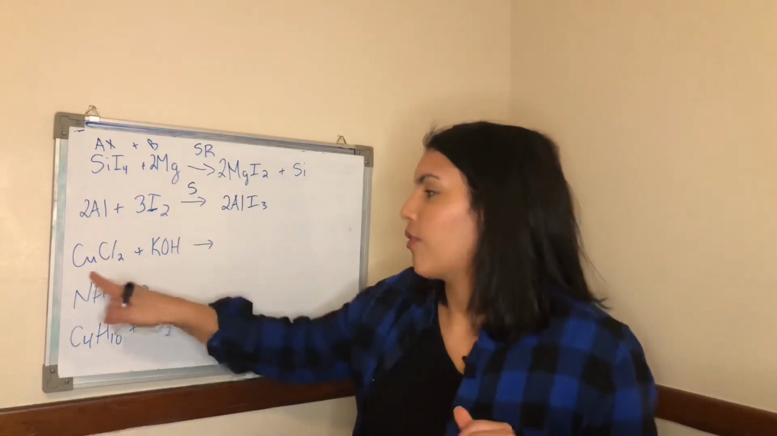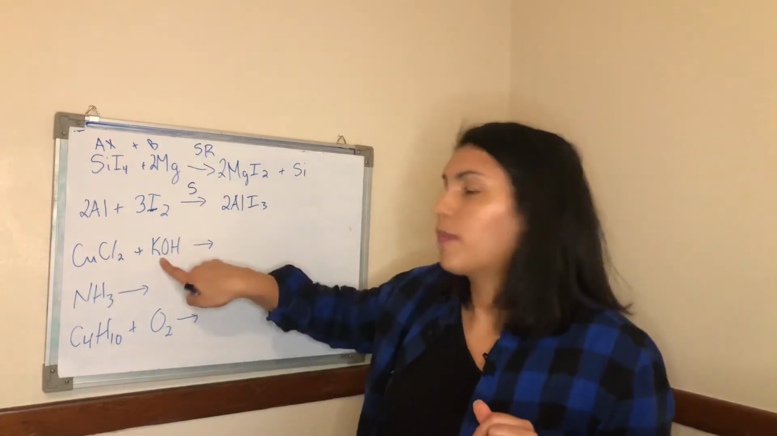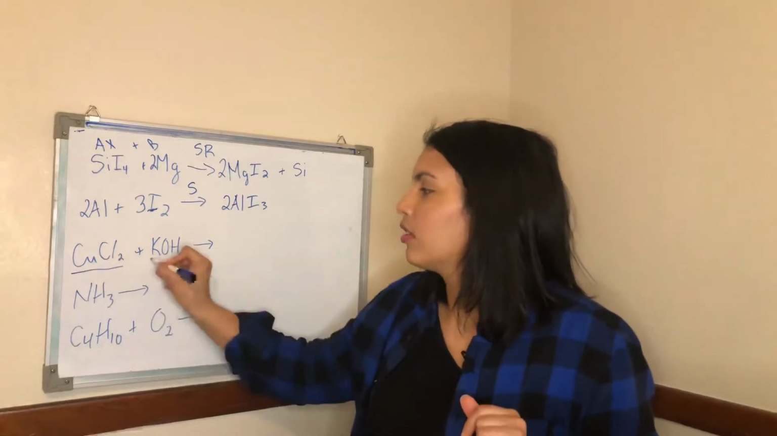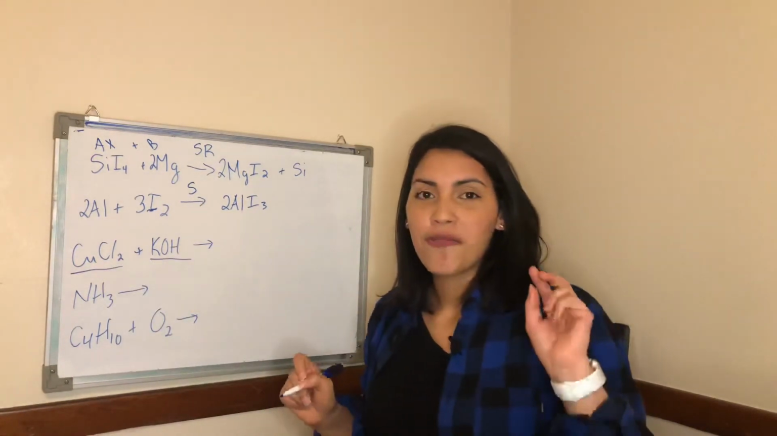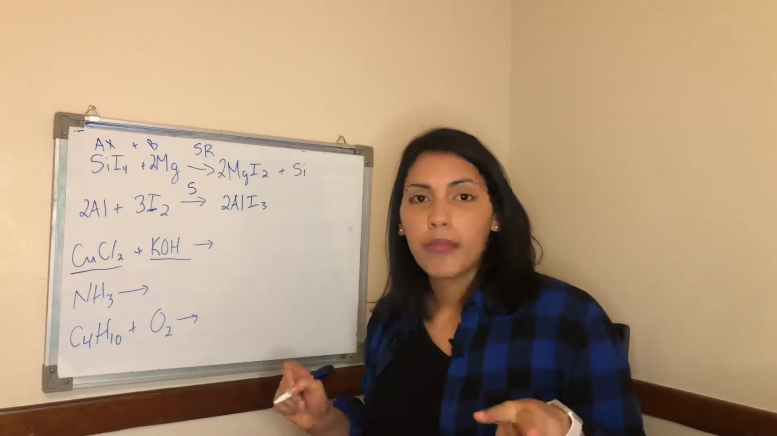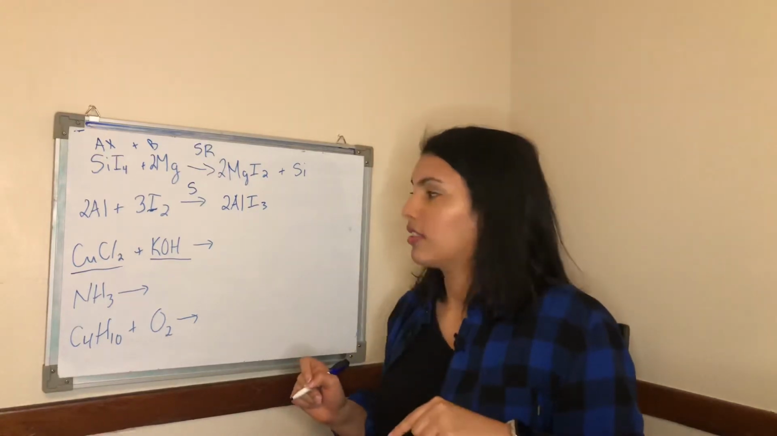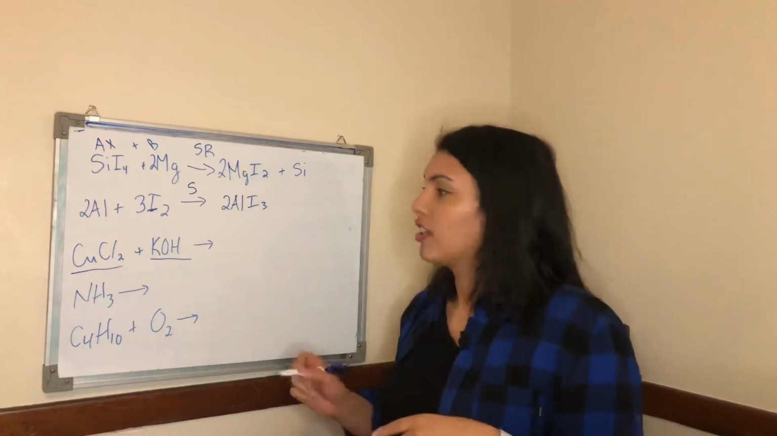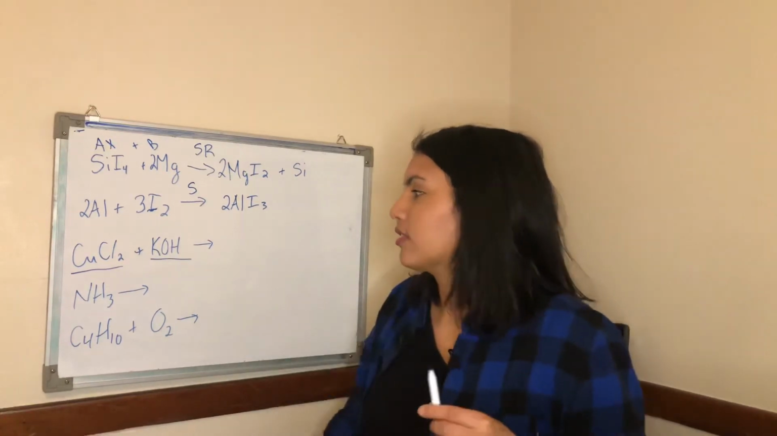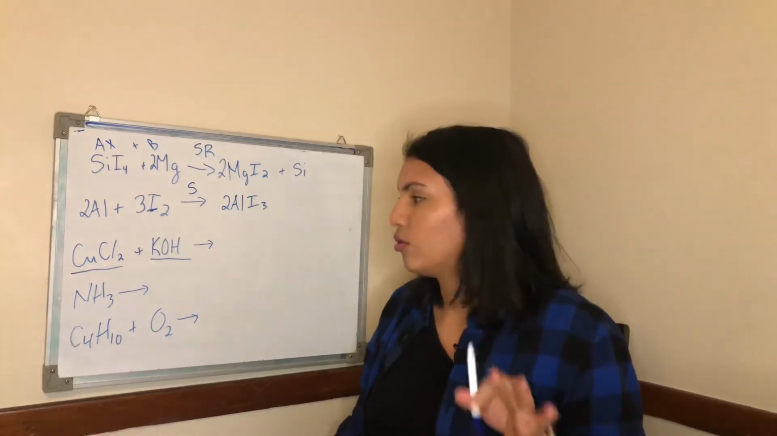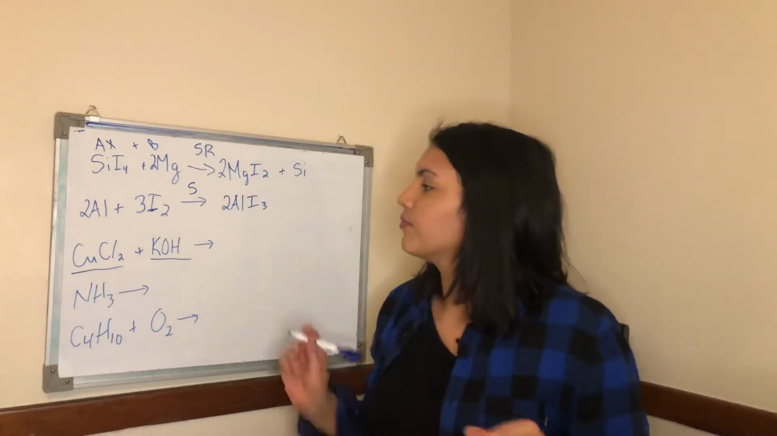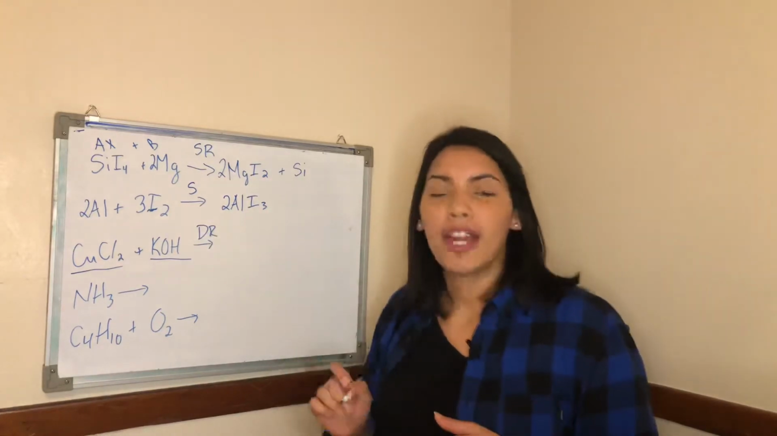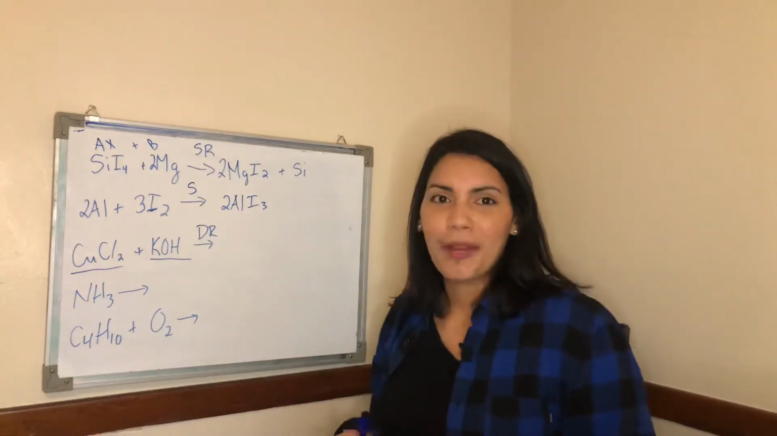Next one. So I have copper chloride and potassium hydroxide. So I have 2 compounds, okay? What do we do when we start with 2 compounds? What type of reaction is it? That's what we need to figure out first. Step 1 is type of reaction. So what type of reaction is this, if I'm starting with 2 compounds? Double replacement, okay? So I'm gonna put DR for double replacement.